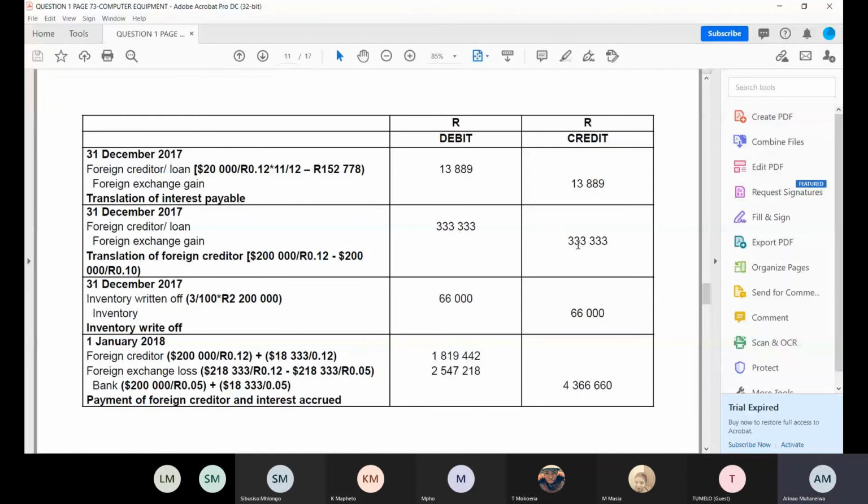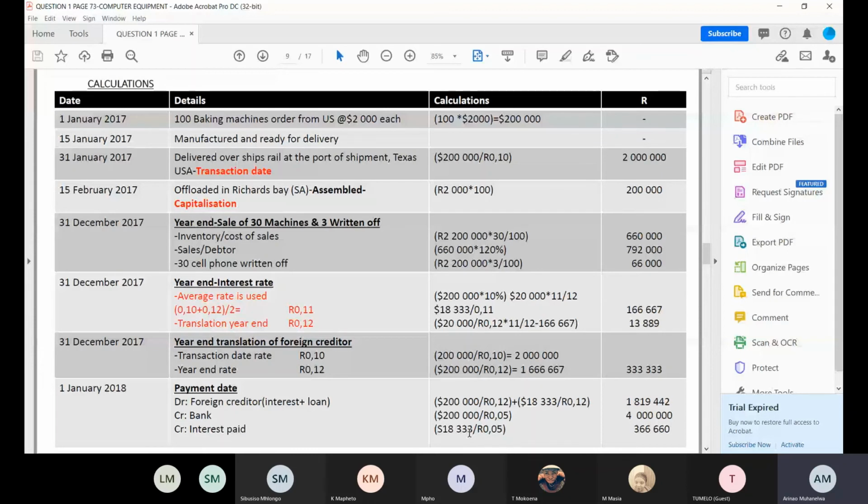Then the last part, the payment date. On the payment date, if you read the information, you are going to pay the amount that is outstanding that you are owing the creditor, including interest accrued. So the total value of interest accrued, in terms of US dollars, is 18,333, and we were owing 200,000. So the two amounts are going to be paid, and when we pay, we credit bank. So we add the two amounts divided by 0.05. 0.05 is the rate on the day we pay.